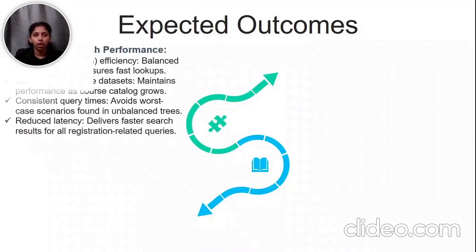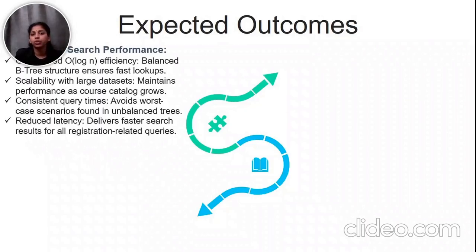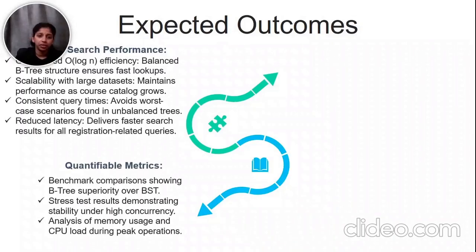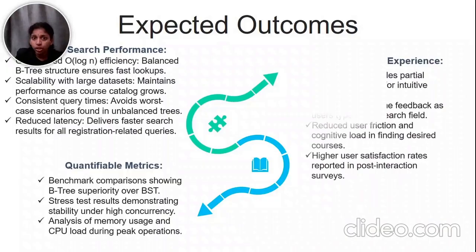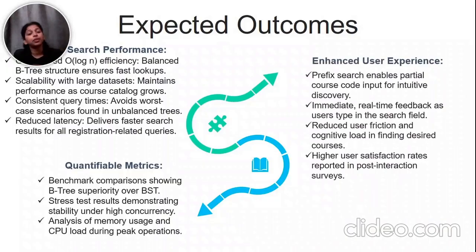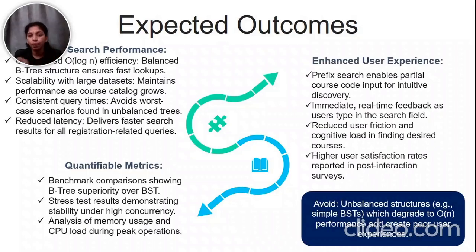Next, the expected outcomes. I expect the solution to deliver major improvements: faster and more consistent search performance, better user experience, support for partial search, and scalability for large cost lists. These outcomes will make the system more practical for real world use.